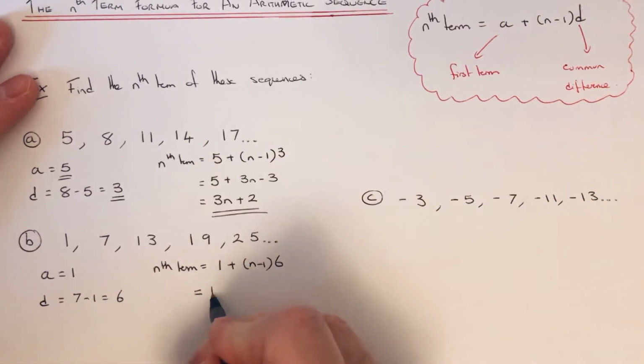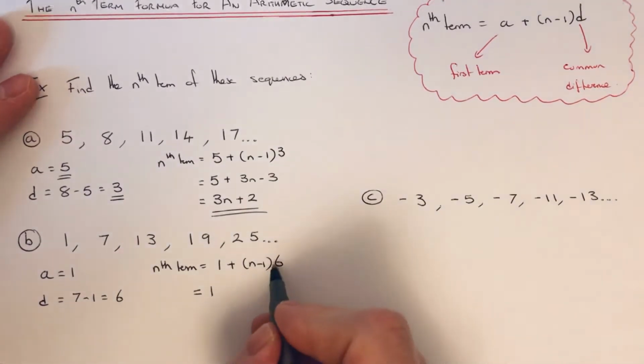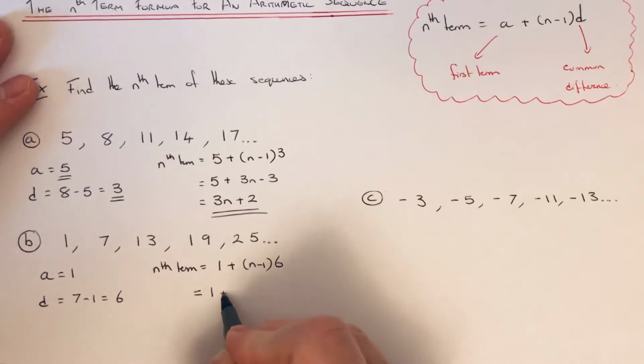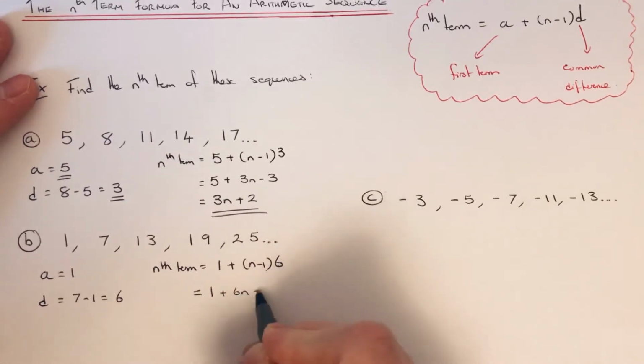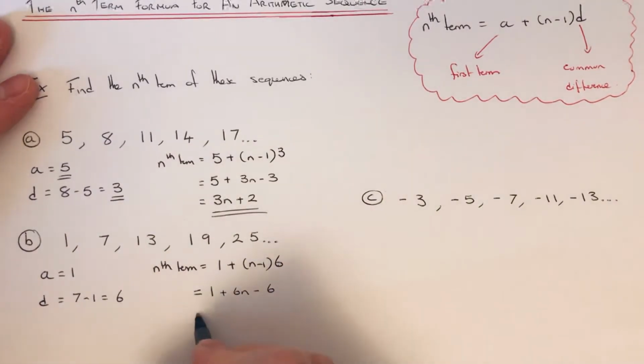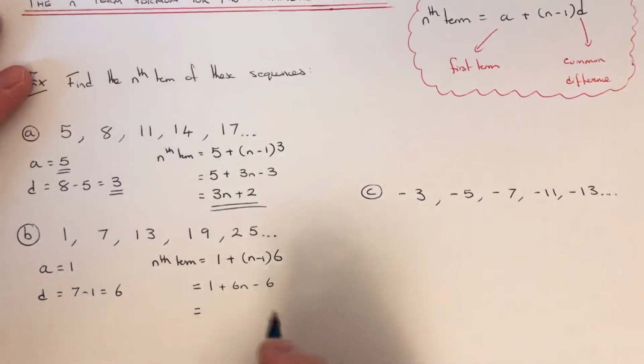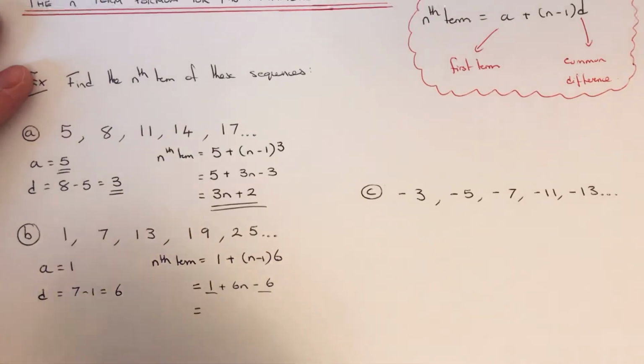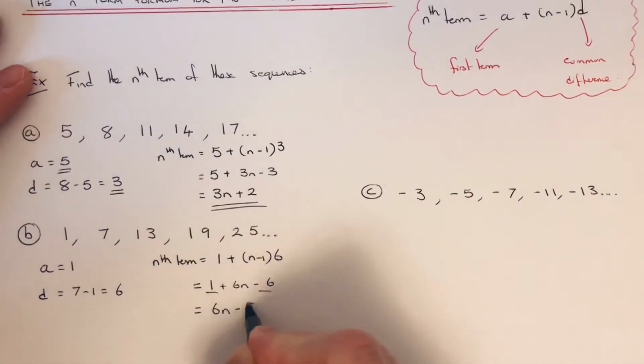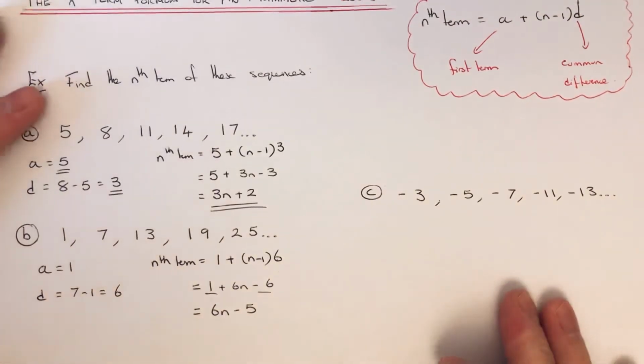Again, we can times out the bracket and simplify. 6 times n is 6n, 6 times minus 1 is minus 6. Again we just simplify the numbers. 1 take away 6 is minus 5, so we end up with 6n minus 5.